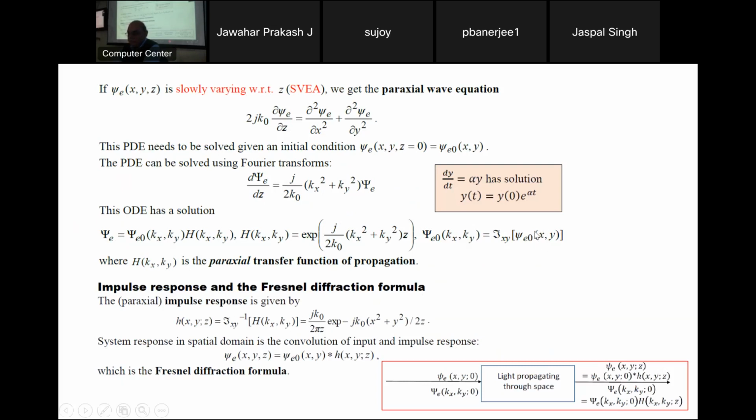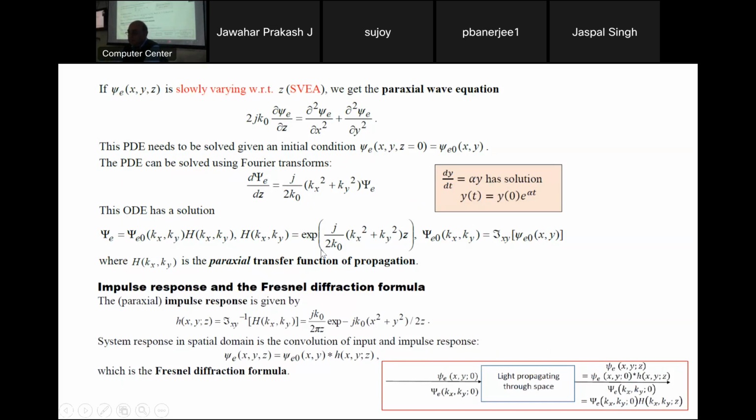In propagation, this transfer function for propagation is important because we need that in order to propagate any kind of optical field over some distance of propagation. And more than likely, you'll be using this paraxial transfer function for propagation.